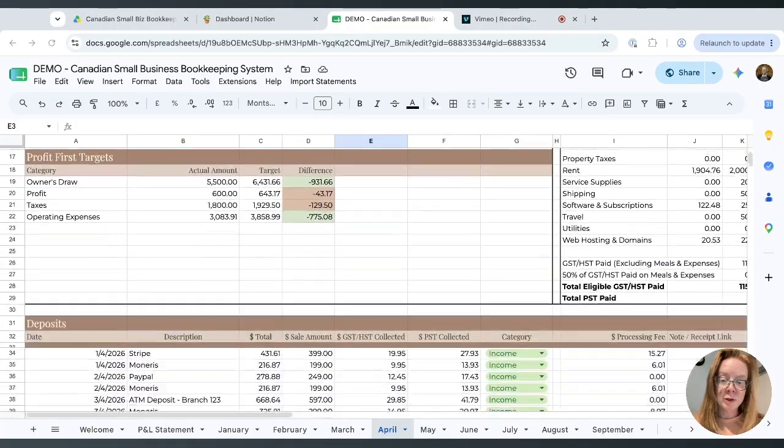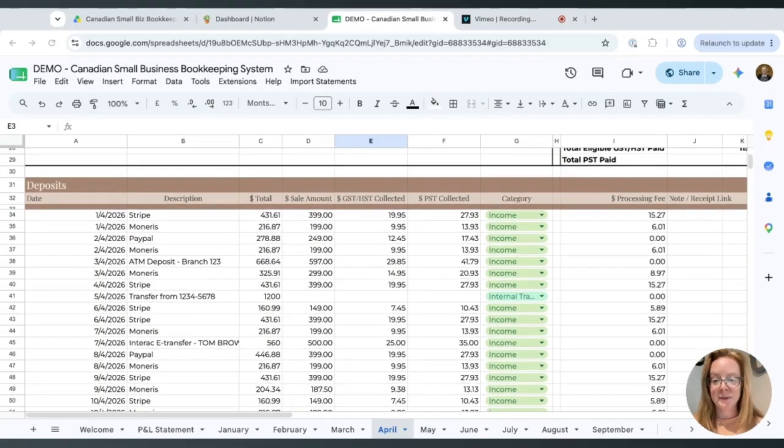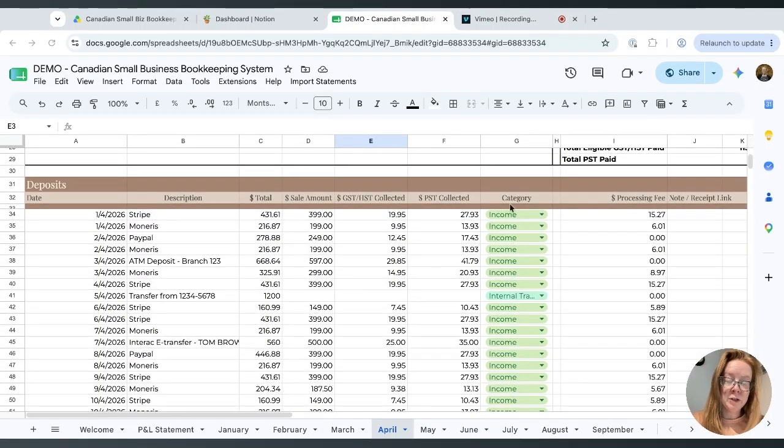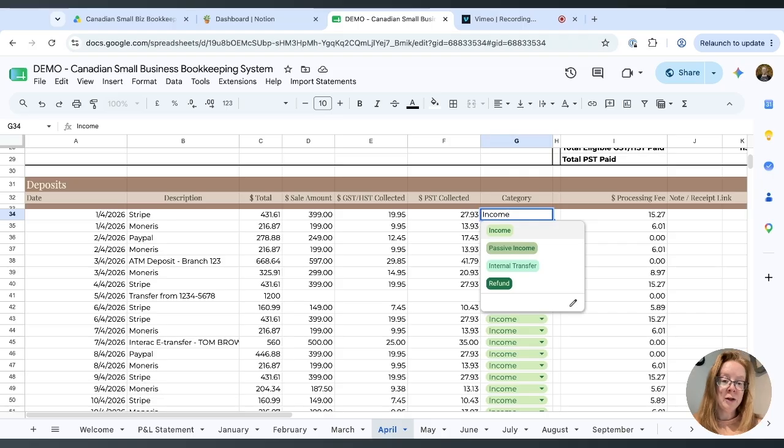Let's scroll down to the deposits log and see some examples. So you can see that for the most part, all of the deposits into the account are being recorded as income. If we take a look at the drop-down menu for categorizing the deposits, we can see that we have 4 options, which are income, and that's your regular income as defined by the CRA. The majority of folks will only have to report this for their business income.